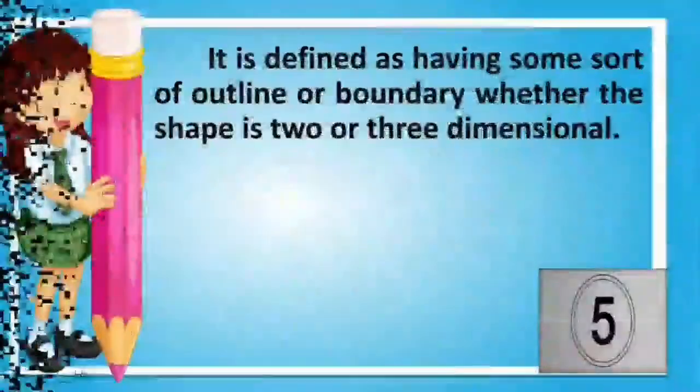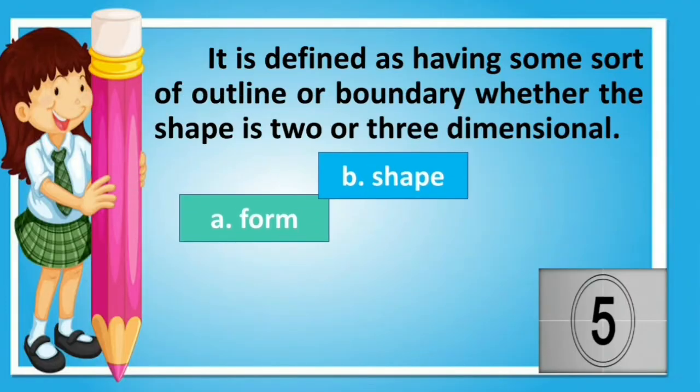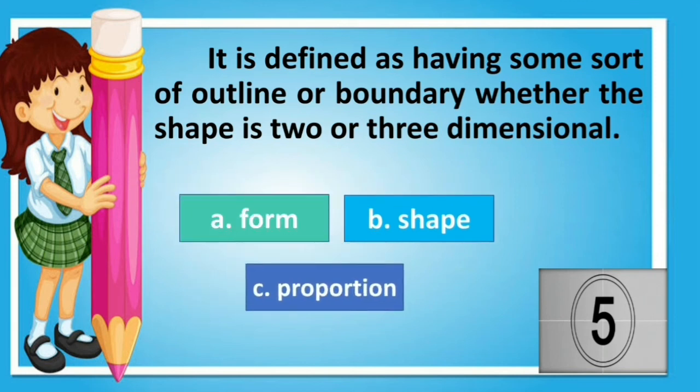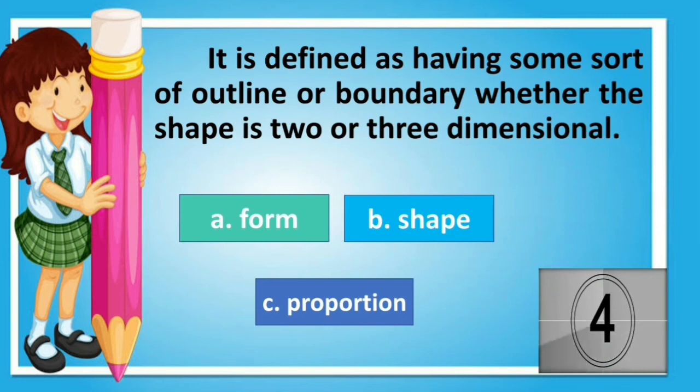Number 9. It is defined as having some sort of outline or boundary, whether the shape is 2 or 3-dimensional. A, form. B, shape. C, proportion. Timer starts now. And the answer is B, shape.